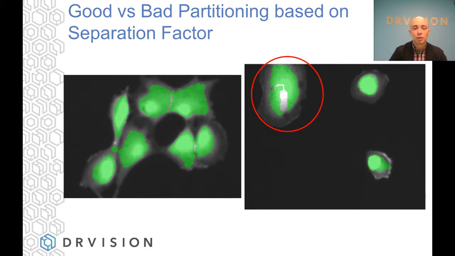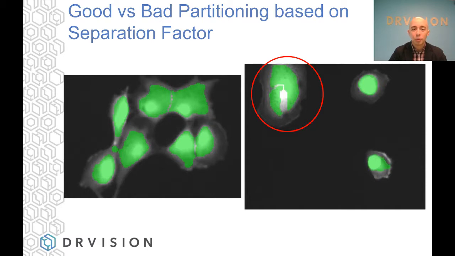Here's some of the results of good and bad partitioning. On the left-hand side, we see some cells that are closely grouped together. It could be easy for a software algorithm to detect this as one group. There's clearly some fluorescent intensity connecting all of the pieces. However, the separation factor has appropriately been applied and separated all of these objects as we would expect.